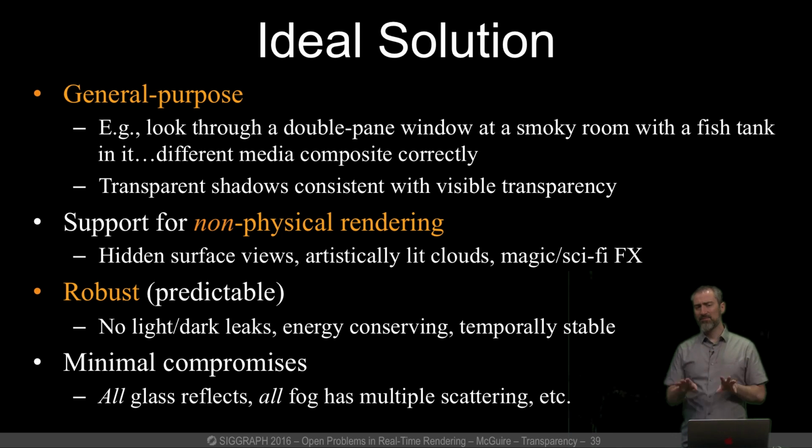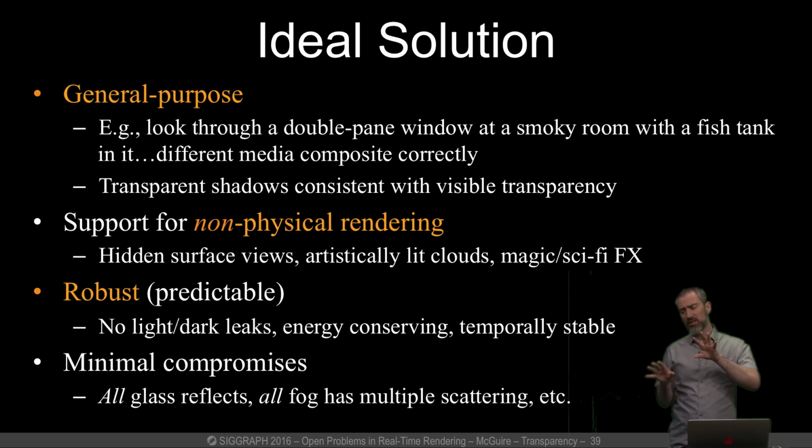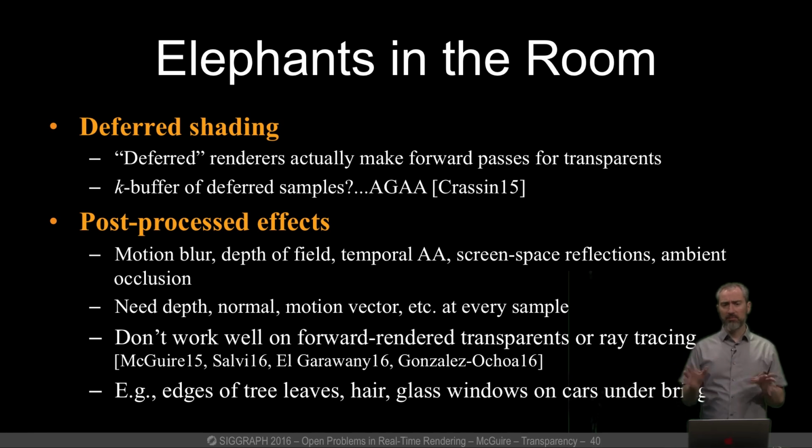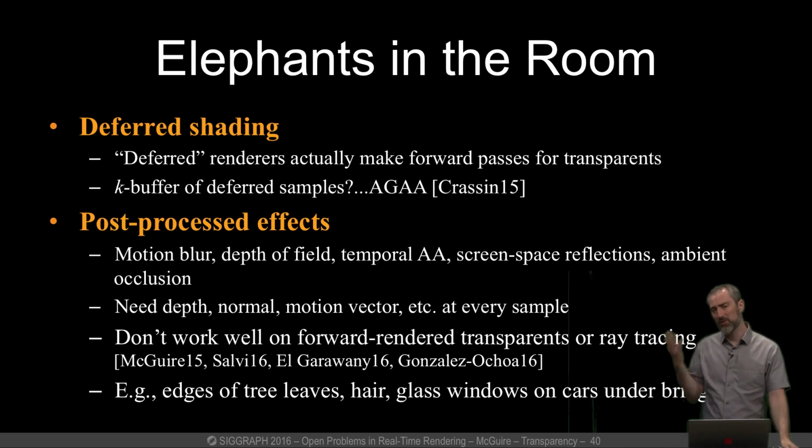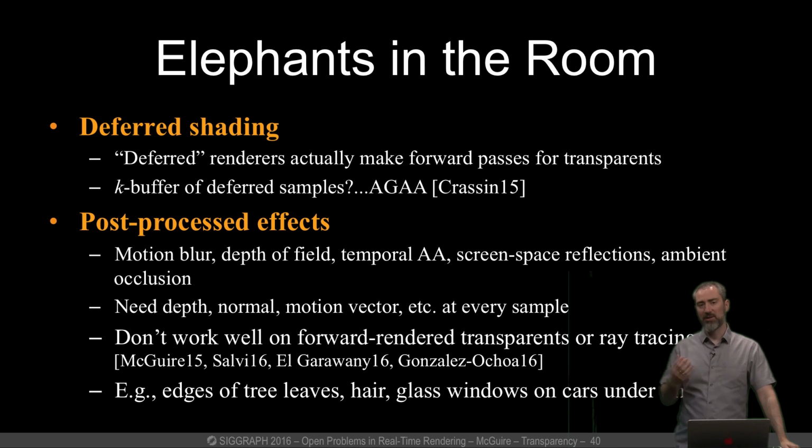Now, one thing I haven't mentioned so far, and that I'm actually not going to mention too much until the very end of the talk, is the big elephant in the room, which is that the way that modern renderers are made for real time, what makes them fast, is this assumption that at every sample there's a single surface, there's a single depth. It's exactly what fights with what's happening with transparency.